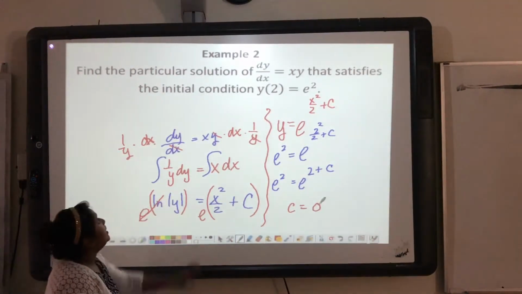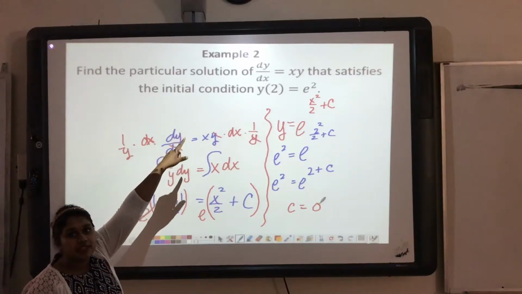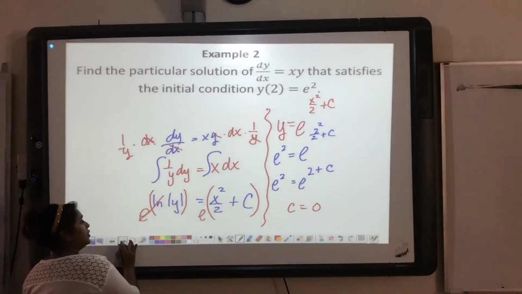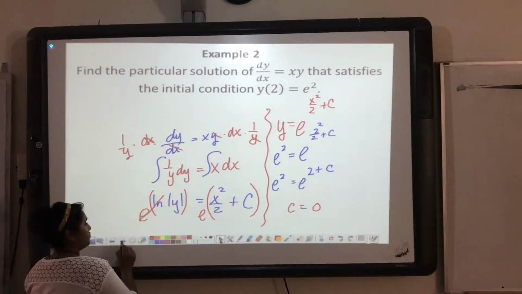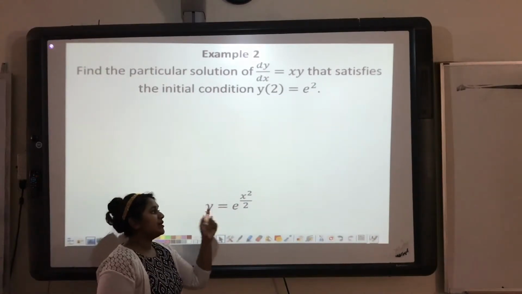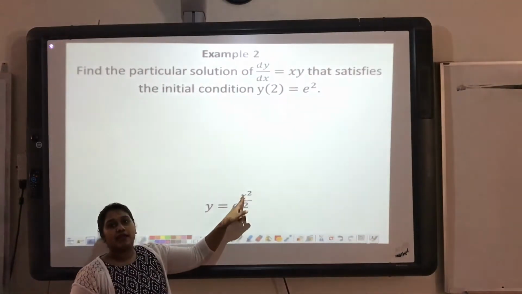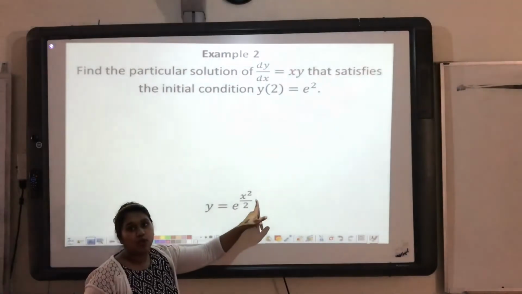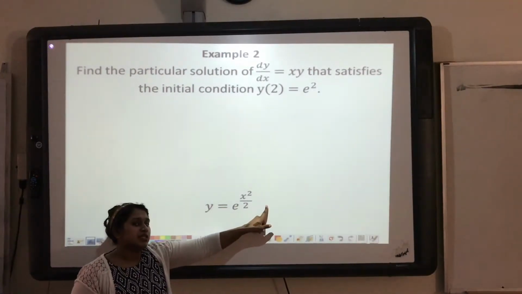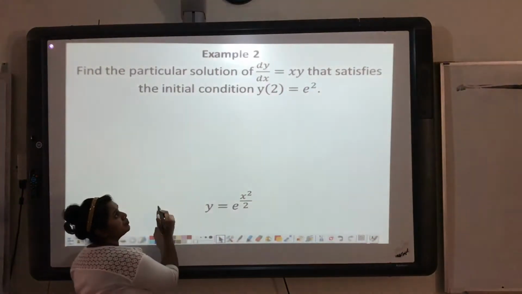So if I want to rewrite that particular solution that satisfies this condition, y of 2 is equal to e squared, then my answer has to be y is equal to e to the power x squared over 2. And we would normally have put whatever c was right here, plus c, we would have substituted it in, but it's plus 0, so we can just leave it off.